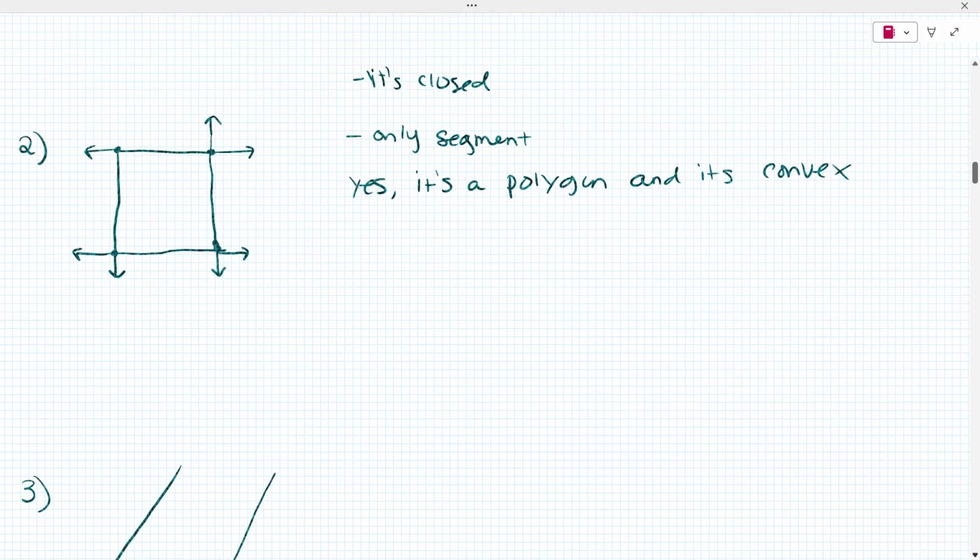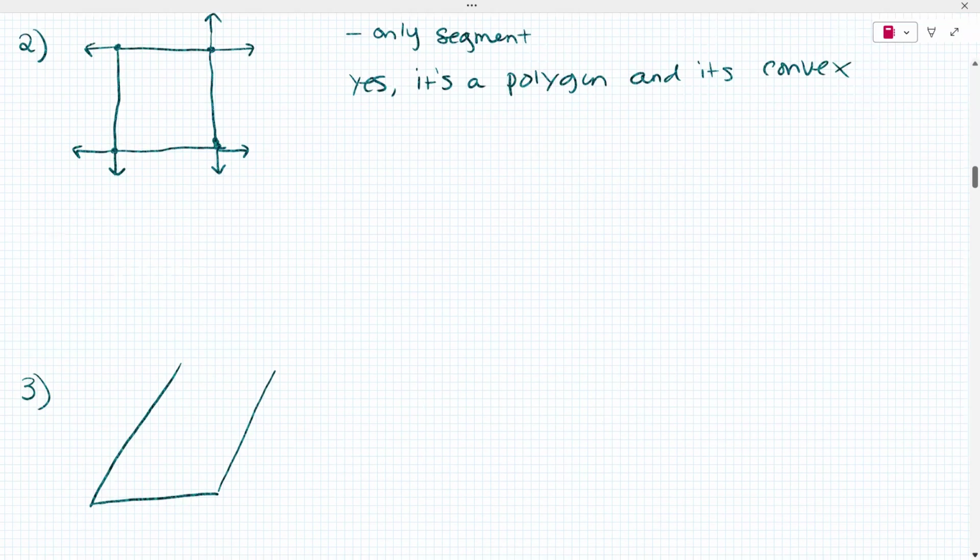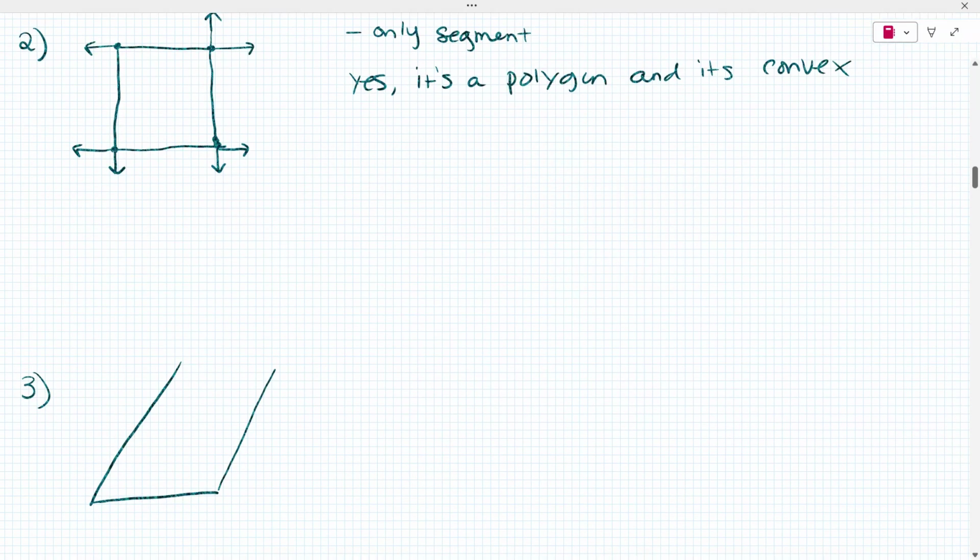Okay, let's look at image 3. Oh yeah, that does not look closed. There is a huge gap here, so we can say it's definitely not a polygon.